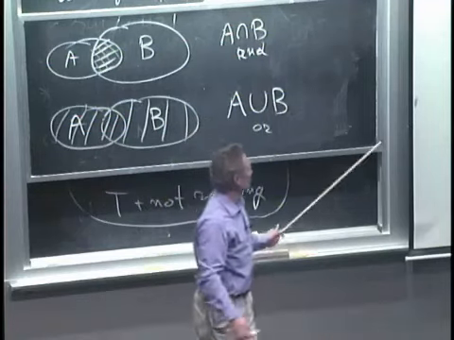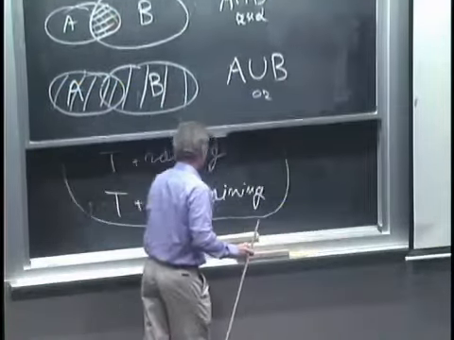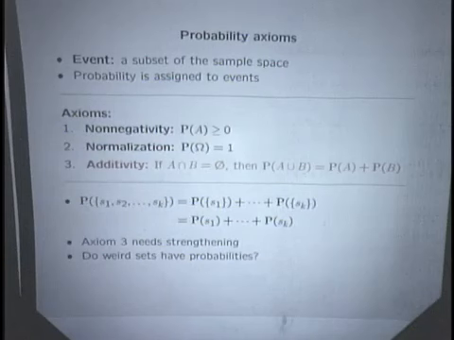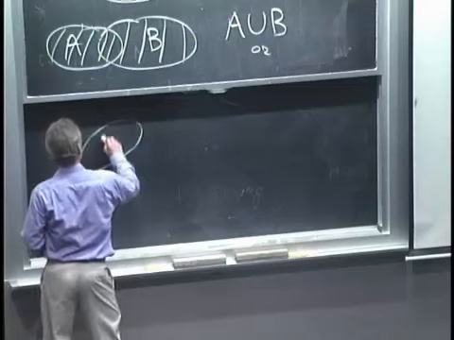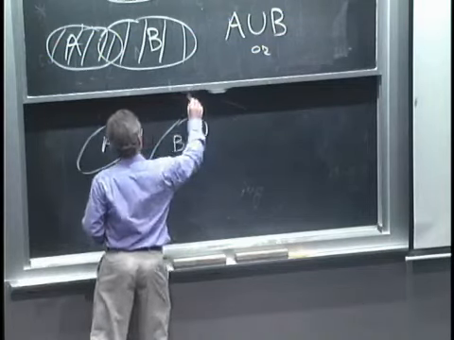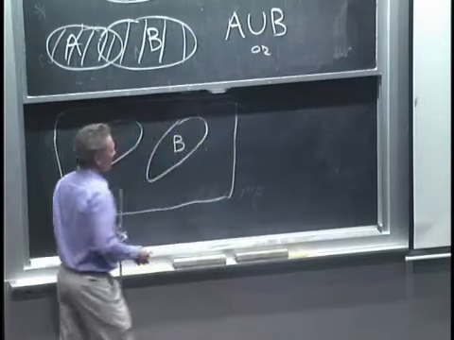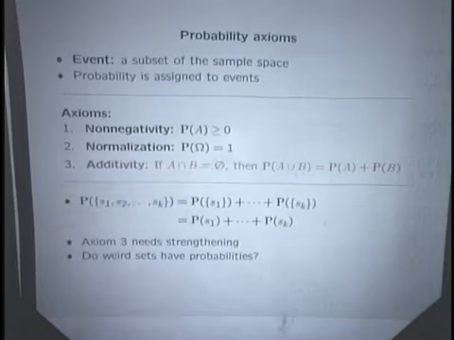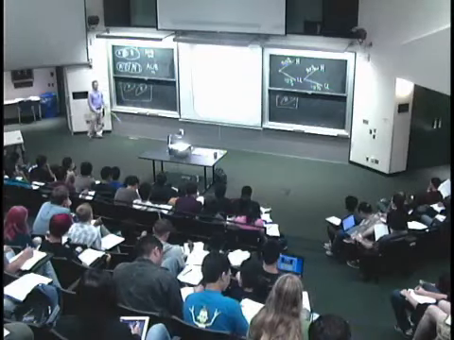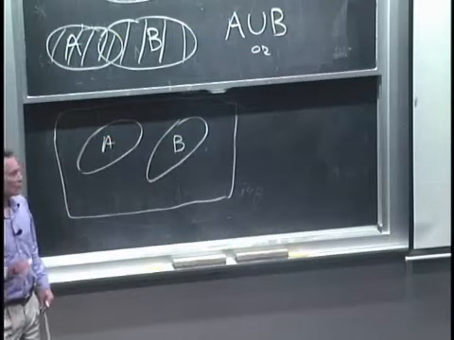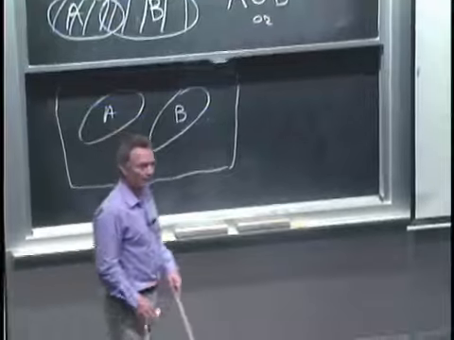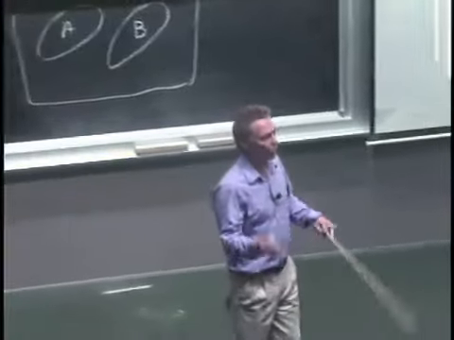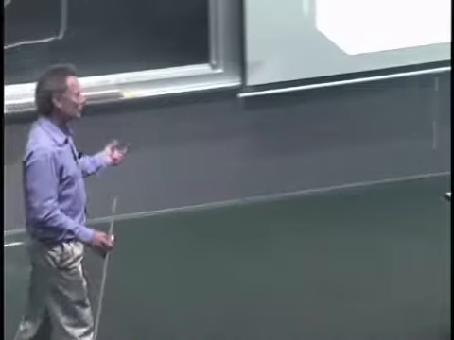Okay, so now that we have this notation, what does the third axiom say? The third axiom says that if we have two events, A and B, that have no common elements, so here's A, here's B, and perhaps this is our big sample space. The two events have no common elements, so the intersection of the two events is the empty set. There's nothing in their intersection. Then the total probability of A together with B has to be equal to the sum of the individual probabilities.